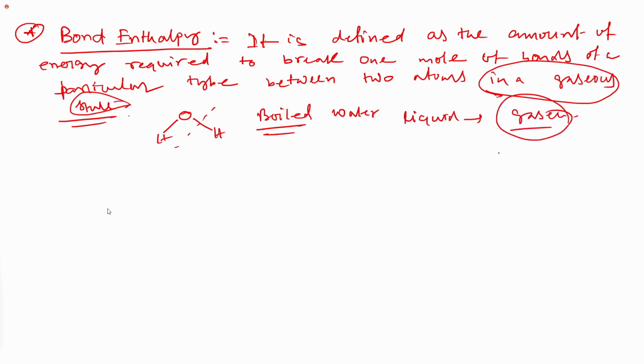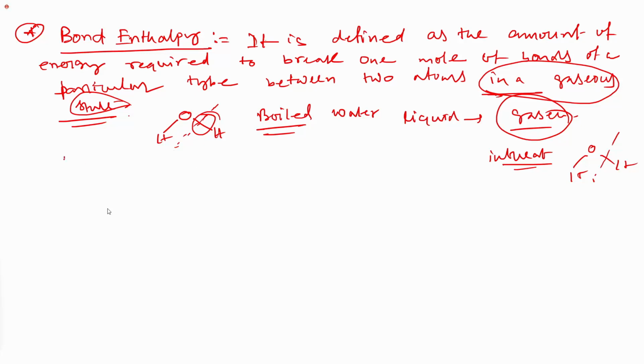Okay. So in the gaseous state, this OH bond will be broken. That's why they are saying gaseous state. So bond enthalpy is nothing but the amount of energy which is required to break 1 mole of the bonds of a particular type between two atoms in a gaseous state. So in a gaseous state, to break this OH bond, how much energy is needed per mole? It is called the bond enthalpy.